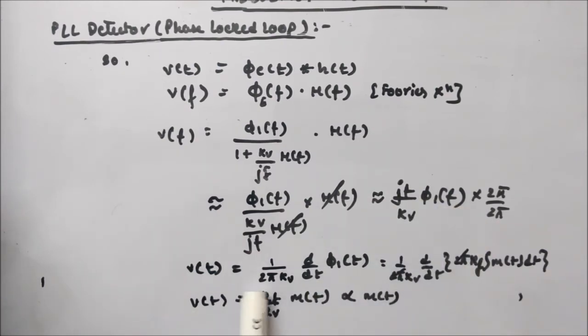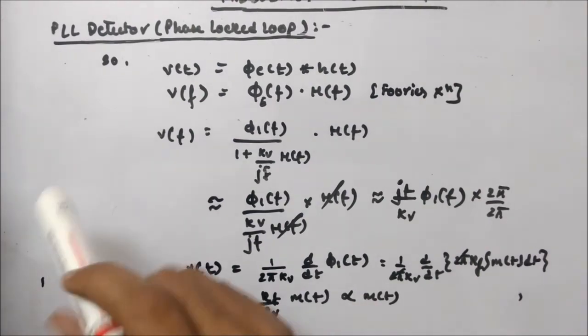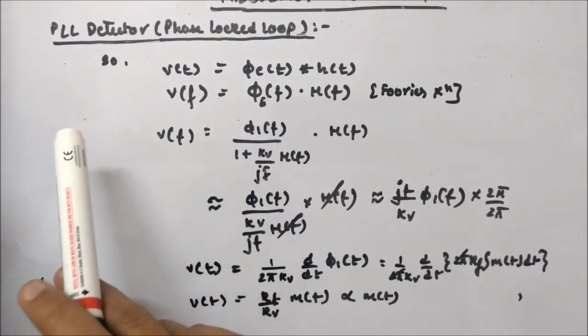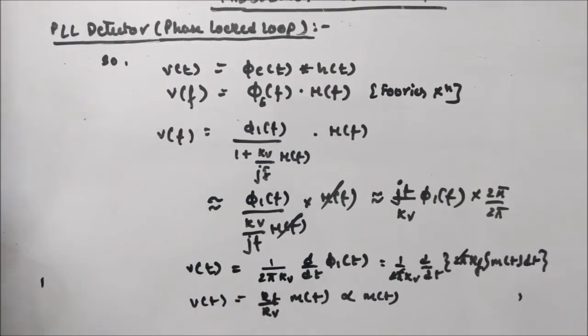Okay, so now if you plug in the value of phi 1(t), what you will get is 1 by 2 pi kV d by dt of 2 pi kf integration m(t) dt. 2 pi gets cancelled. Because of this differentiation, the integral sign will be removed, and what you will get is kf divided by kV times m(t), which is proportional to m(t). From an amplifier you can remove this kf divided by kV. Okay, so that is how you get back your message signal from your FM signal using the PLL detector.